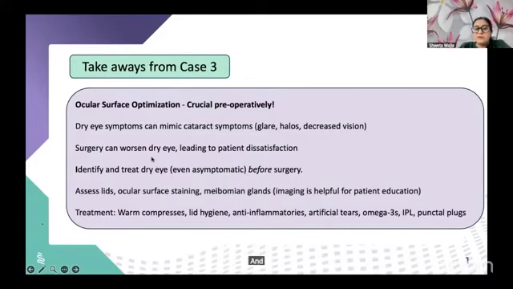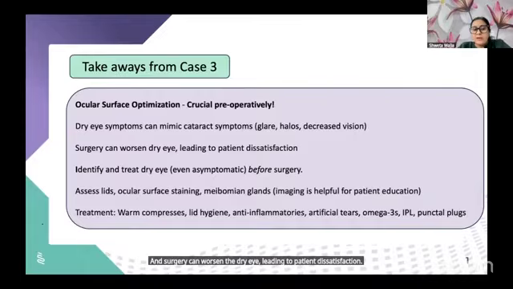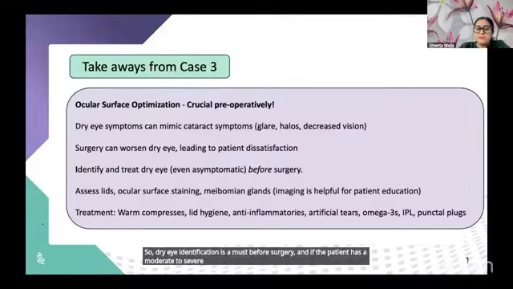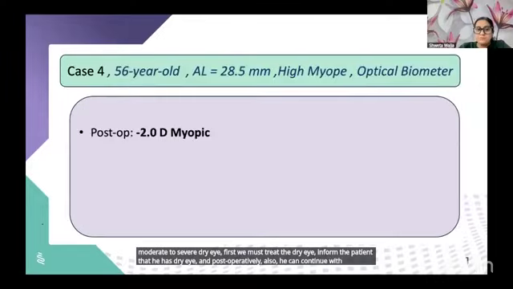And surgery can worsen the dry eye, leading to patient dissatisfaction. So dry eye identification is a must before surgery. And if the patient has a moderate to severe dry eye, first we must treat the dry eye, and inform the patient that he has dry eye, and post-operatively also he can continue with the symptoms.